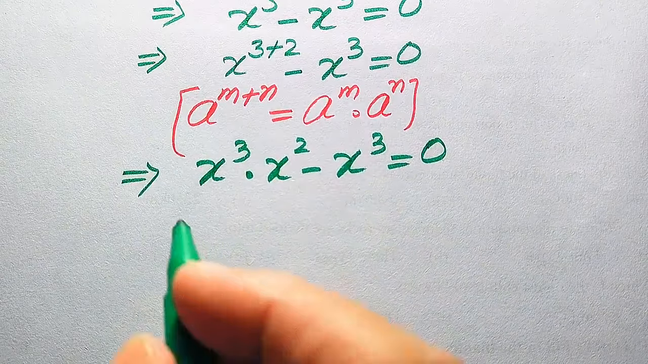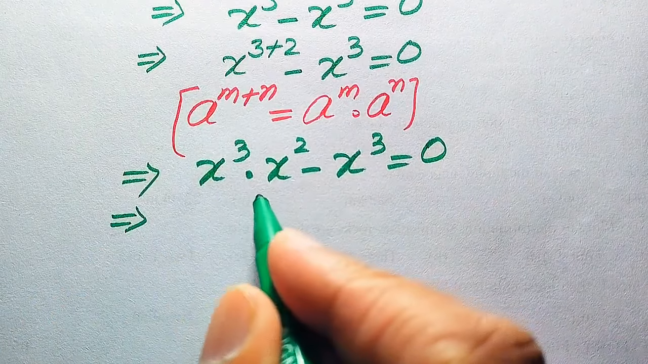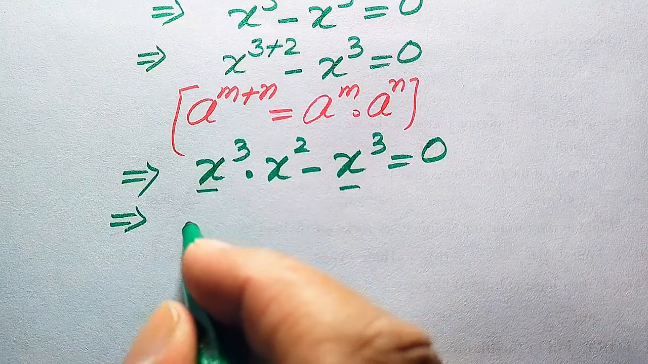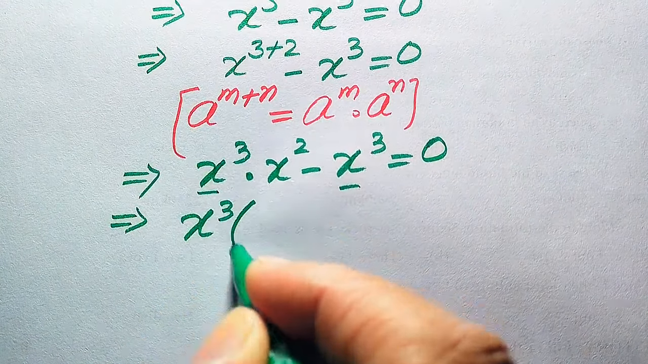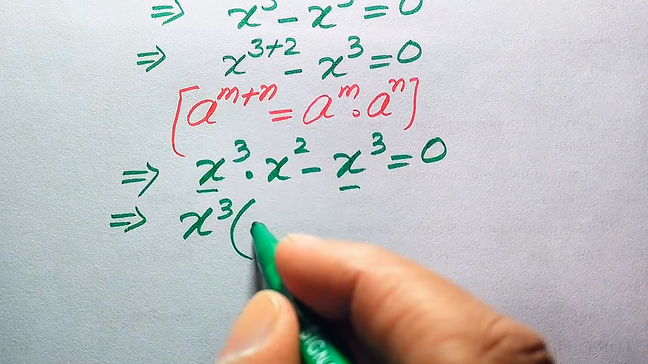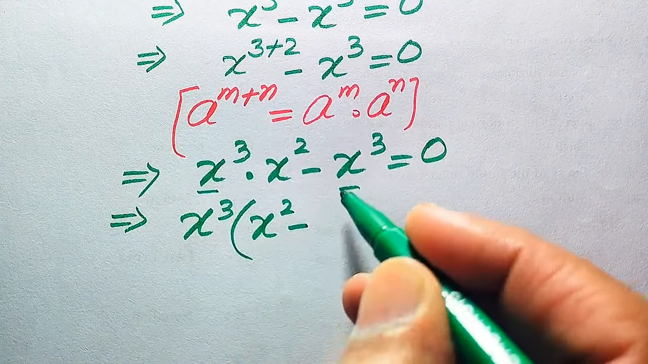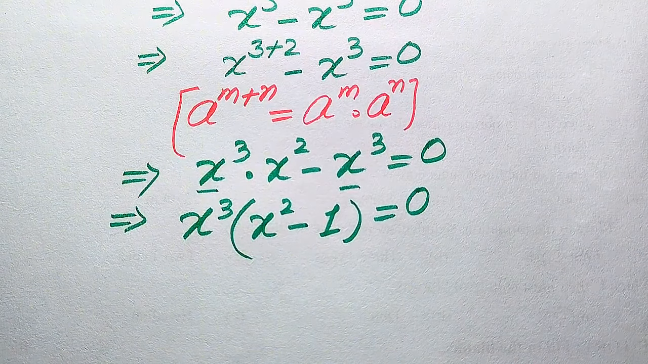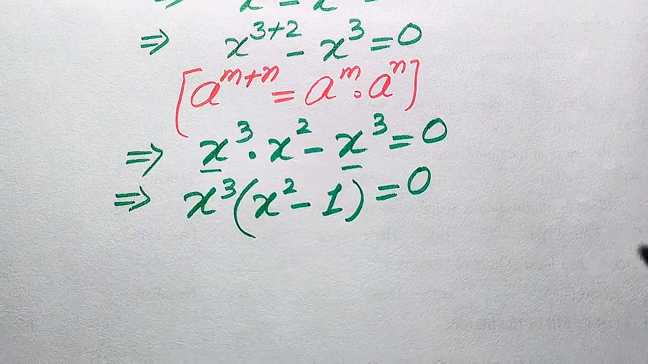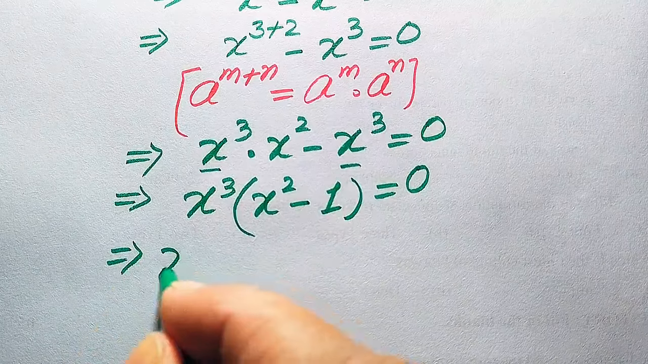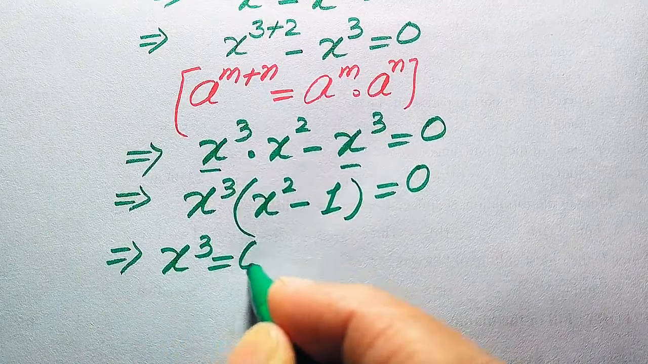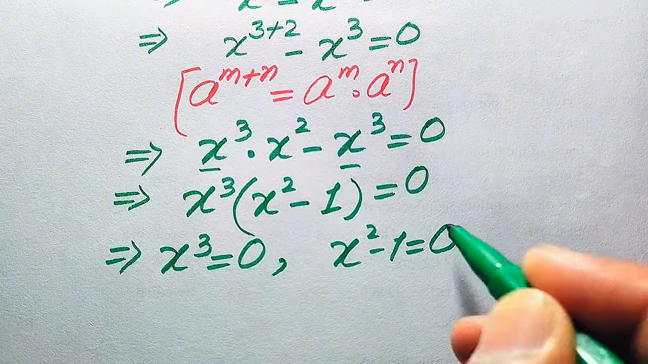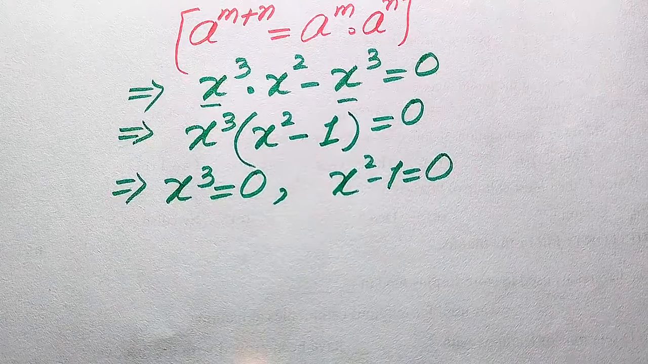Now in the next step, we need to take common x cubed from both of these two terms, because x cubed lies in both of these terms. After taking common x cubed, from here we get x squared minus, from here we get 1, and this whole equation equals 0. And now we divide this equation into two cases. The first case is x cubed equals 0, and the second case is x squared minus 1 equals 0.